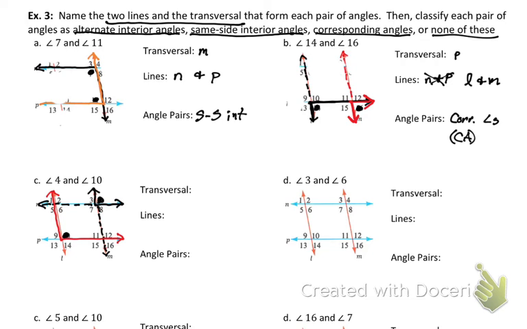Nothing. There is nothing here. I don't have an alternate interior. I don't have a corresponding. I don't have a same side. I have several transversals. I have several lines. This will be a good example of none. I need something else. All right. Based upon those 3, do the next 3. I'm just going to go ahead and continue.